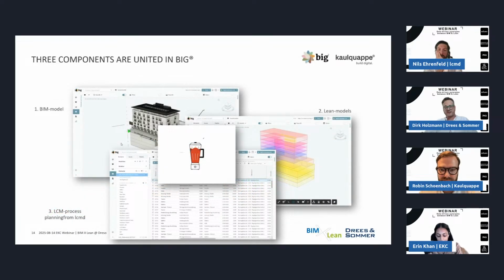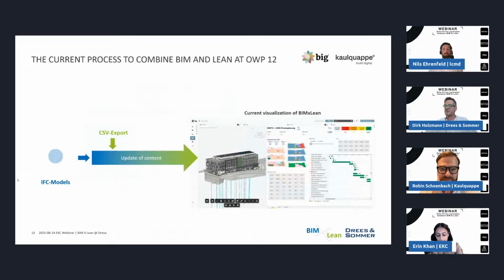And what we have done was to put all of these 3 things into a mixer. Let's explain it like that. So we have the BIM model, we have the Lean models, and we have all the information of the LCM Digital platform. And we put it together, and then the result, like I already explained, was this dashboard.